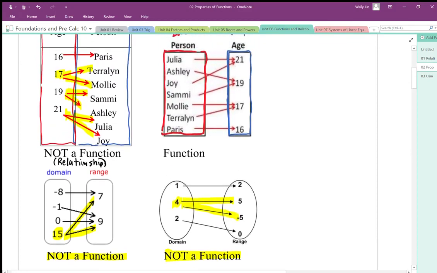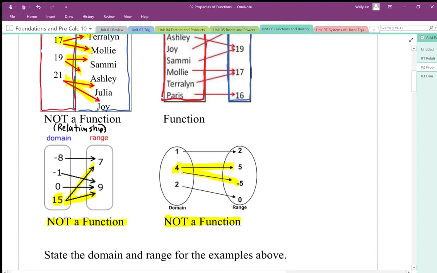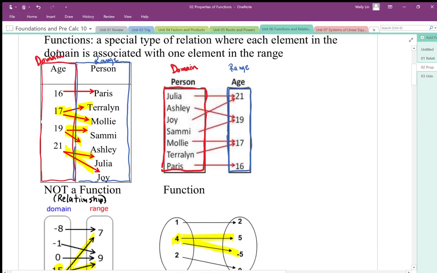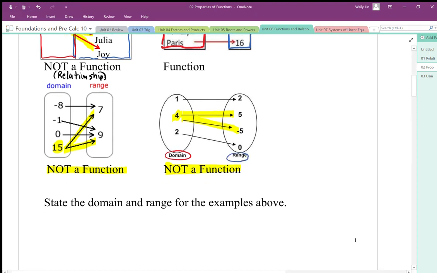It also asks us to state what the domain and range are in the examples above. So this is our domain here and our range. We switched the domain and range to make it a function. Here's our domain and range, and in this case, our domain is listed here: 1, 4, 2, and our range is 0, -5, 5, and 2. So those are the domain and range that we state.